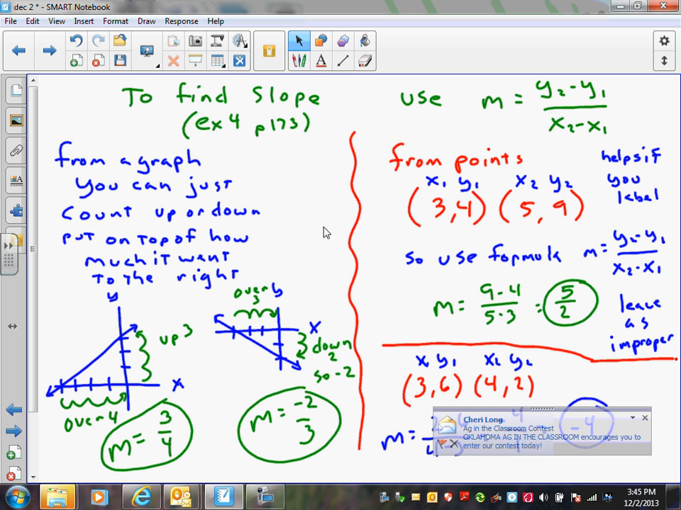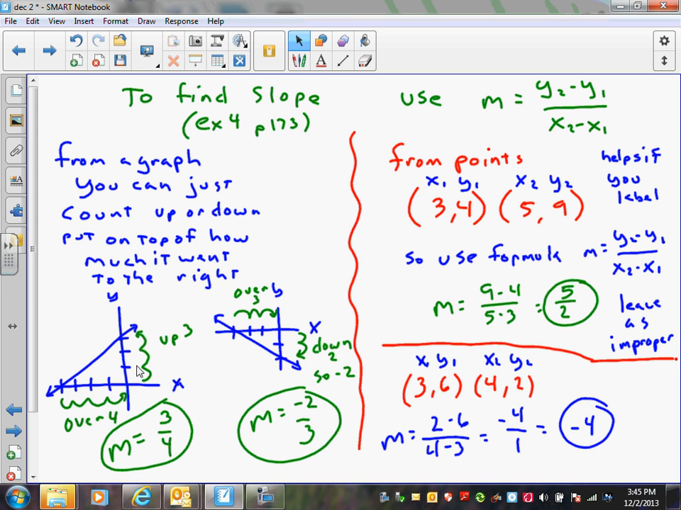To find slope, this is like example 4 on page 173. If it's from a graph, you can just count up or down and put on top of how much it went to the left or right. So I've got this graph, and this one's easy because they're crossing the intercepts. The x-intercept is -4, the y-intercept is 3. But look, always go from left to right because that's how we read.